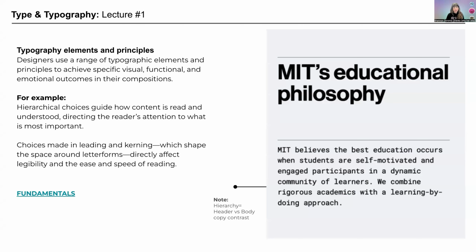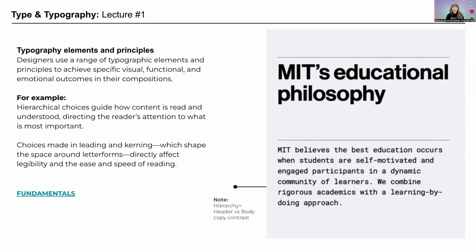The elements and principles of typography. Designers use a range of typographic elements and principles to achieve specific visual, functional, and emotional outcomes in their compositions. For example, hierarchical choices can guide how content is read, understood, and directs the reader's attention to what is most important. While choices made in lettering and kerning, which shape space around letter forms, can directly affect legibility and the ease and speed of reading.